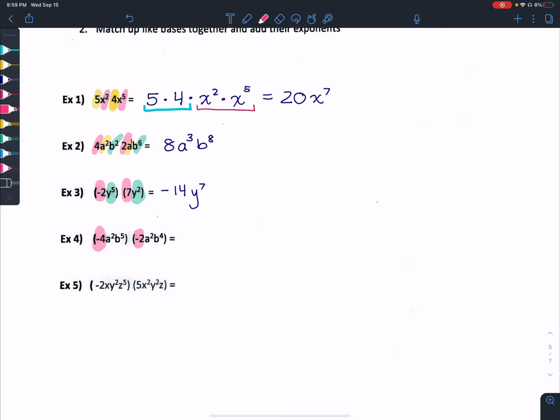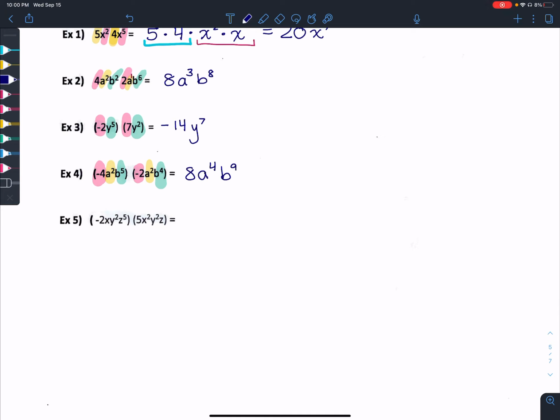Negative 4, negative 2, those are both coefficients. We have a's and we have b's. So here, negative 4 times negative 2, that gives us positive 8. Those negatives cancel out, so just keep that in mind. A squared times a squared, the two 2's get added. We get a to the 4. B to the power of 5 times b to the power of 4. Those numbers get added, and we have b to the power of 9.